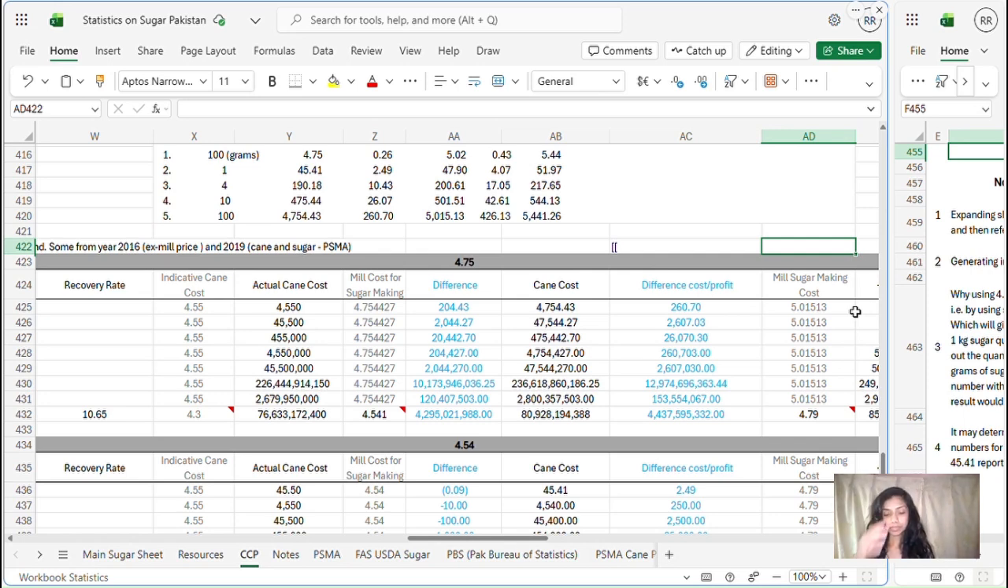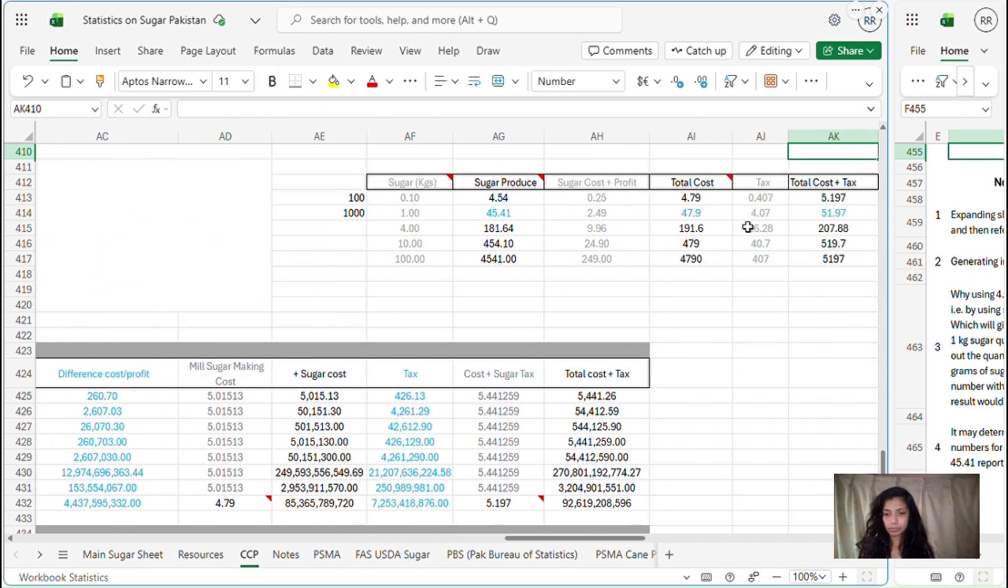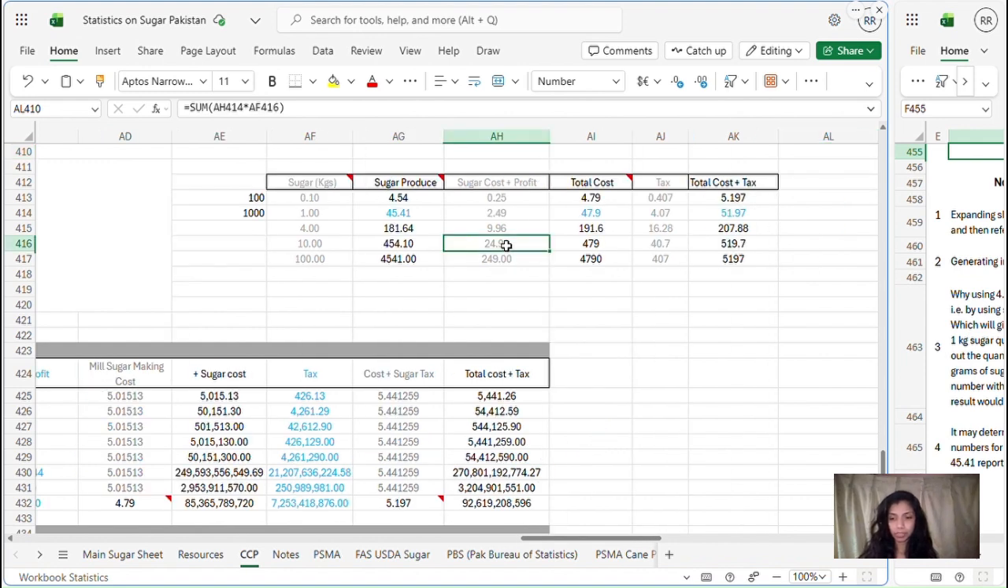Hi. So yesterday we ended here on this table where we found out the per kg cane price and the sugar amount it costs, and further we found out how the cost is added and becomes the total cost. The tax amount is added and the total tax becomes.